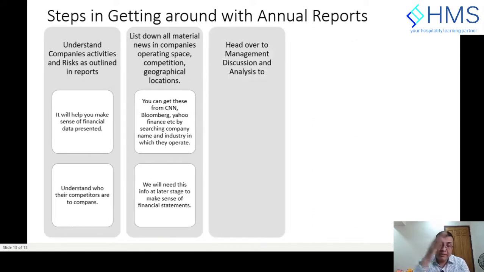After the first step and second step, then the third step, in order to understand the story which is being told by the management. By the time you have already gathered the material news and the company's activities, and you have made up your mind on what the company's performance might be, you may be in a better position to critically analyze the management discussion and analysis, because this is a story by the management, by the company, not by somebody else. So you cannot just take it at face value. You have to critically analyze it.